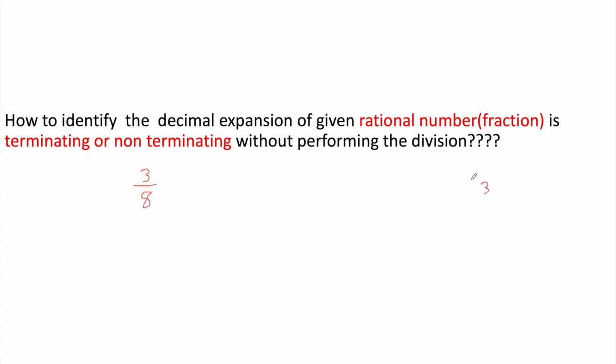Normally, we will use the method of division to identify this. By the division, we got 0.375 as the decimal expansion of this number. It's a terminating number. But our topic is how, without performing the division, we could identify this as a terminating decimal expansion. That we are going to discuss now.